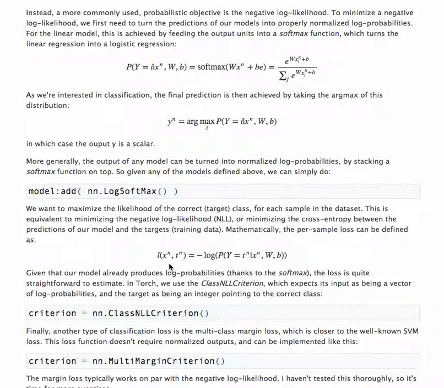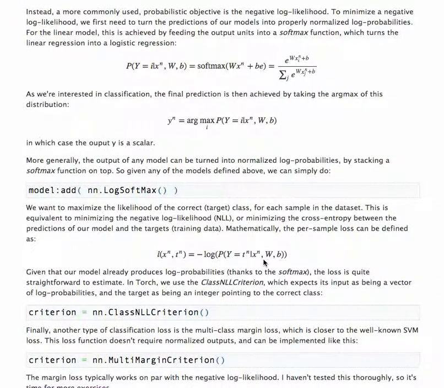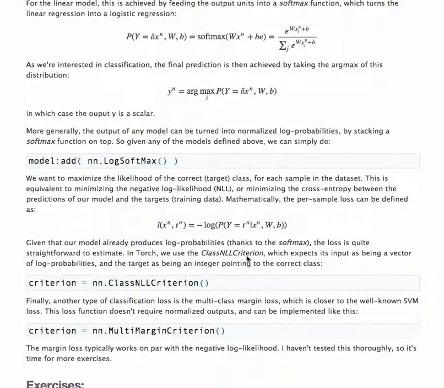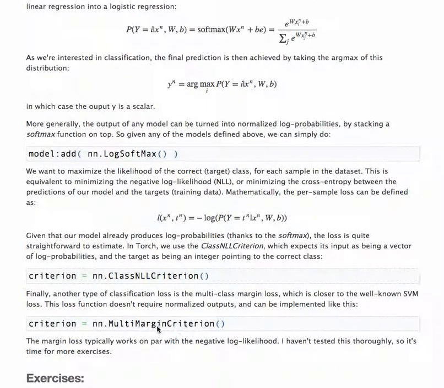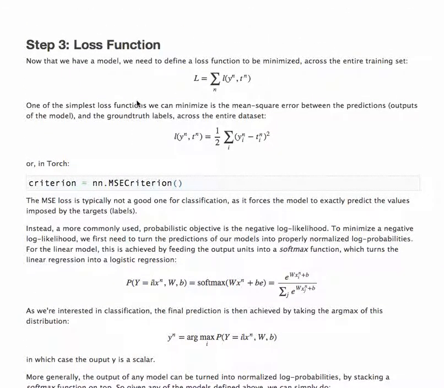This is similar to the computation of entropy, so minus log of the probability. This can be done in Torch easily with the ClassNLLCriterion, which gives you a vector of log probabilities for the correct class. There's also another kind of loss, quite similar to the support vector machine loss, called the multi-margin criterion. So these are the possible options that one has in using loss functions in Torch.